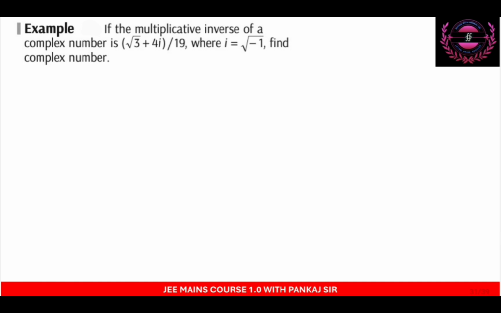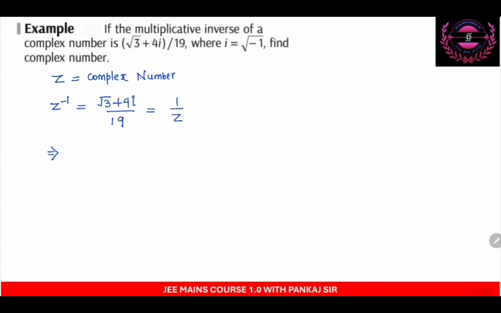Read this question. If the multiplicative inverse of a complex number is (root 3 plus 4 iota) upon 19, then find the complex number. Let the complex number be z. We know that the multiplicative inverse of this number, let z be the complex number, is 1 upon z. The multiplicative inverse of the complex number is already given as (root 3 plus 4 iota) upon 19, which is basically equal to 1 upon z. We have to find the complex number z.